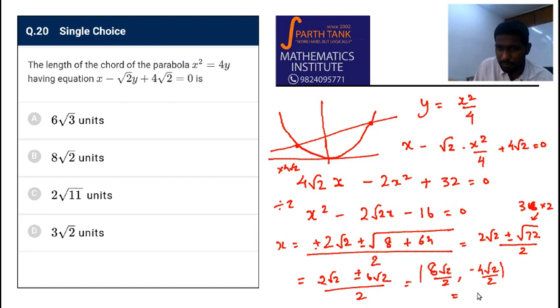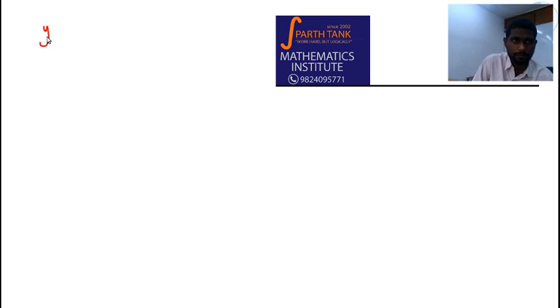So this can be 4 root 2 or minus 2 root 2. So these are the values. So here it is minus 2 root 2 and here x is 4 root 2. So for these values you can find y easily. Y would be, let me write, x is minus 2 root 2 and 4 root 2. Y is x squared by 4.